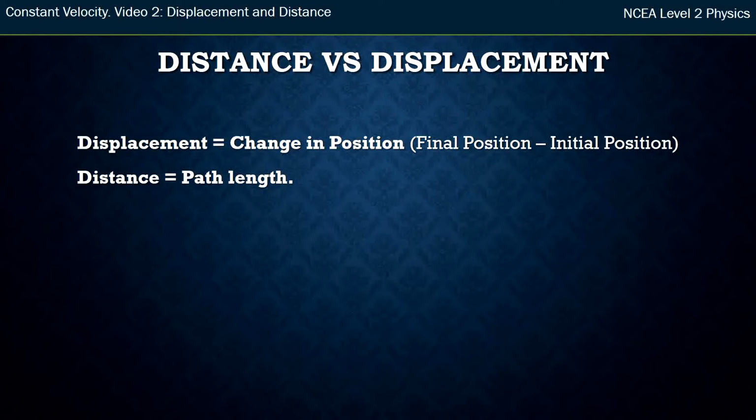So displacement again is change in position. We need the final position and the initial position. Whereas distance, you need to know the path travelled all the way between those two positions.